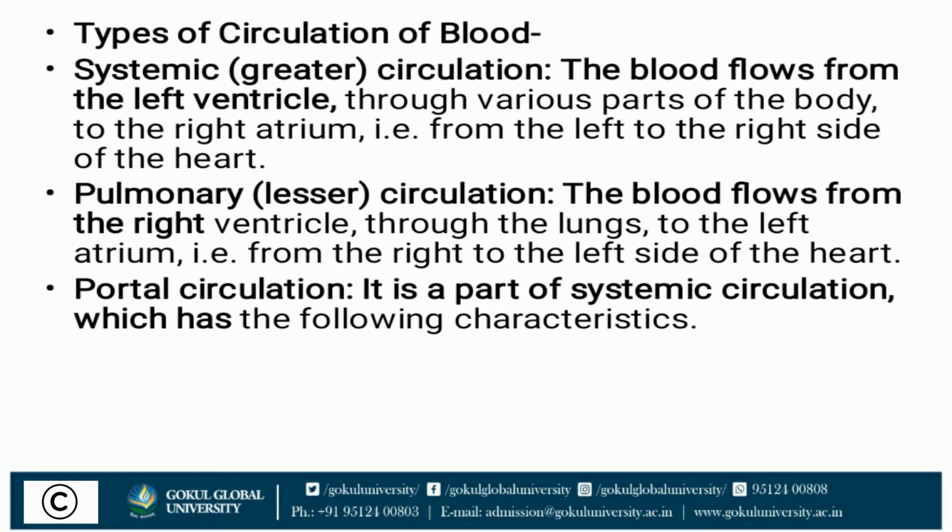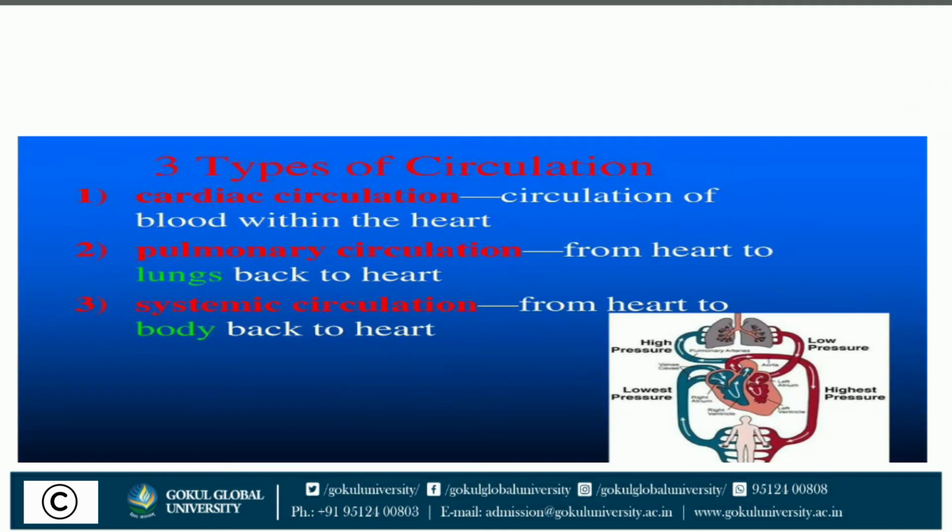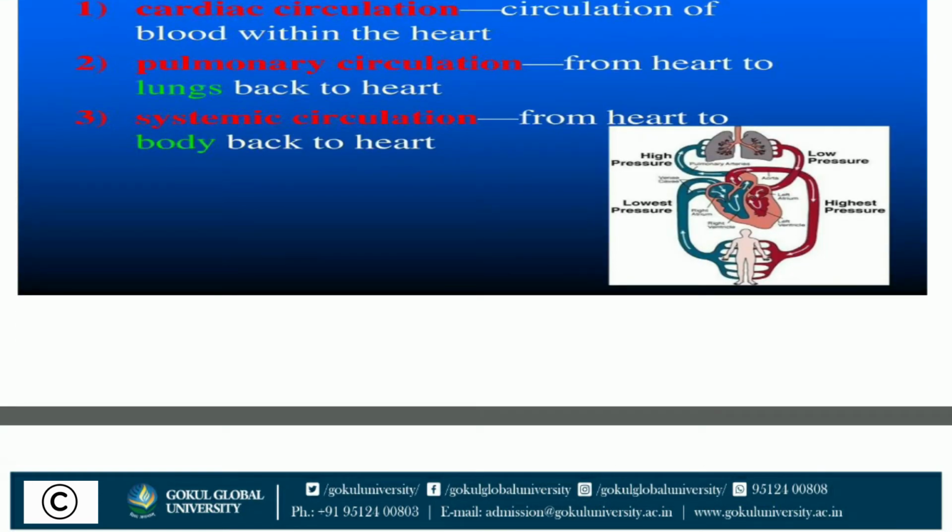Pulmonary circulation: the blood flows from the right ventricle through the lungs to the left atrium, that is, from the right to the left side of the heart. In this diagram you can see the blood flows from the right ventricle through the lungs to the left atrium, that is, from the right to the left side of the heart.